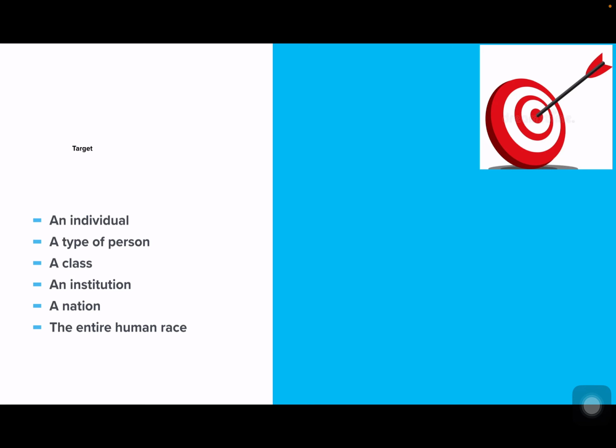It could be a political cartoon or an essay or prose or a cartoon show or a movie that has satire in there. It could be that the target is a class of people, an institution, a nation, or the entire human race. So when you're looking at a piece of work and it's clear that it's ridiculous, things are out of place, there's a bit of humor, you're dealing with satire.